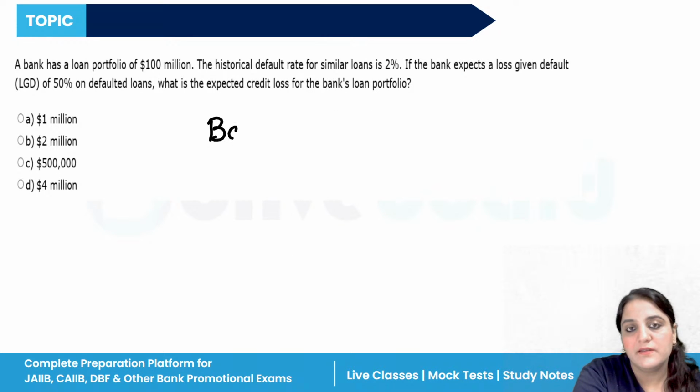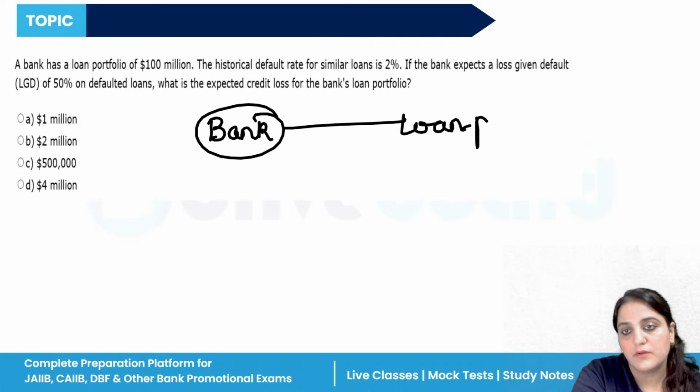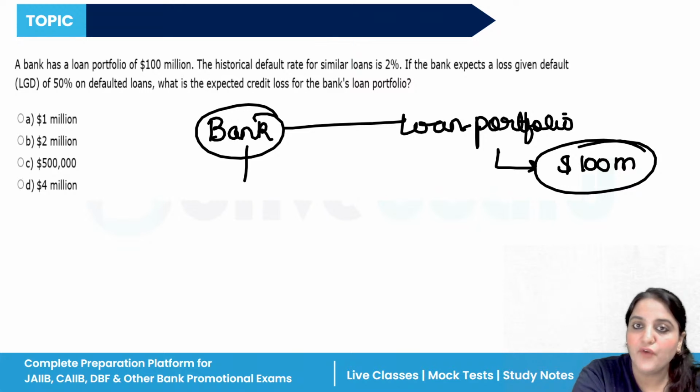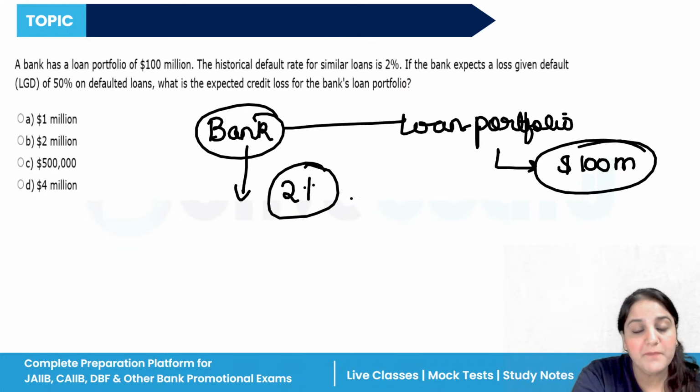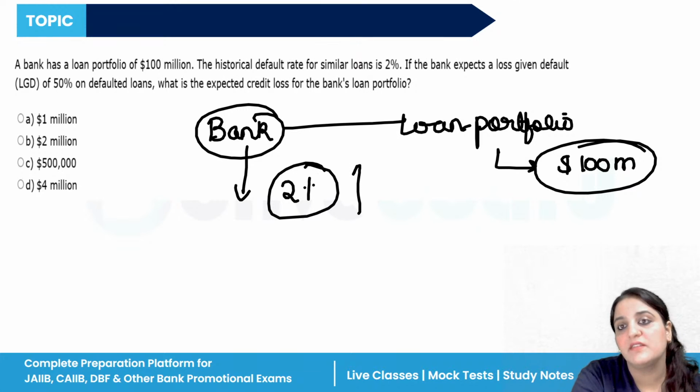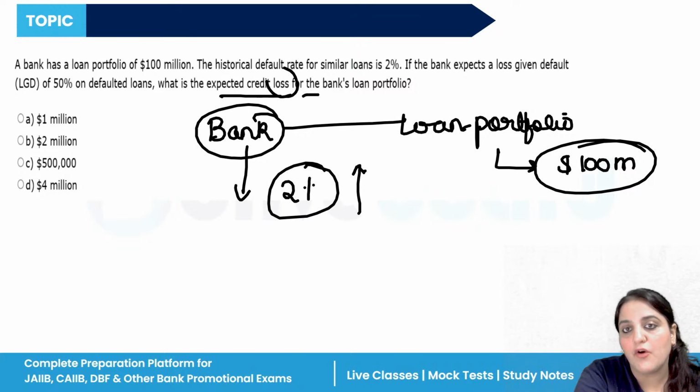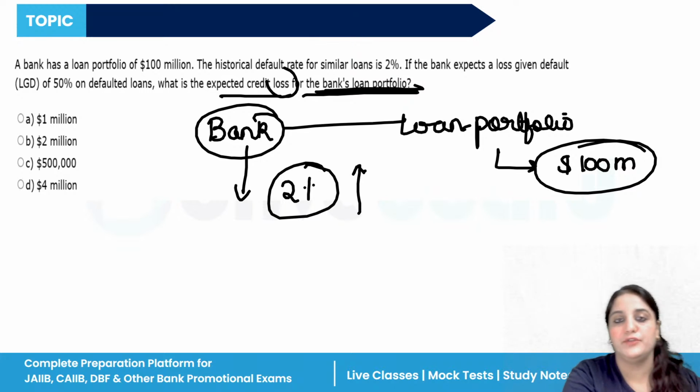Now, a bank that is having a loan portfolio worth $100 million. Now, the historical default rate is similar loans, that is 2%. If the bank expects a loss given default of 50% on defaulted loans, so what is the expected credit loss for the bank loan portfolio?